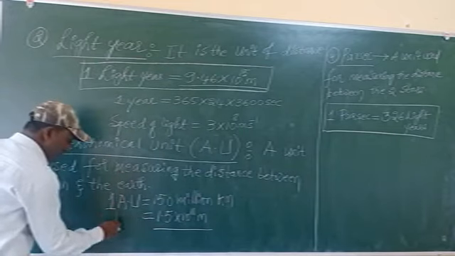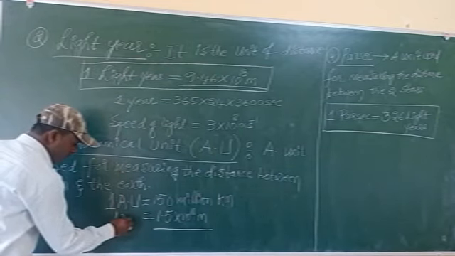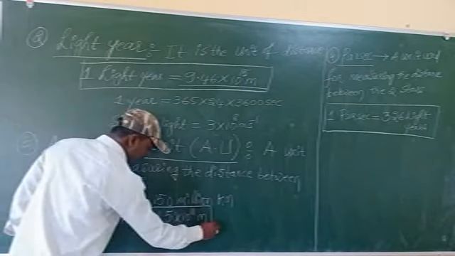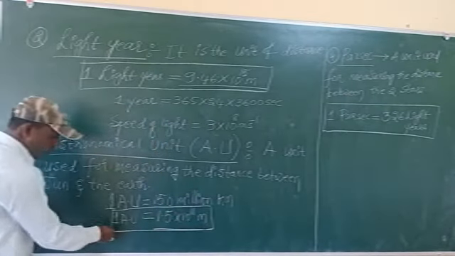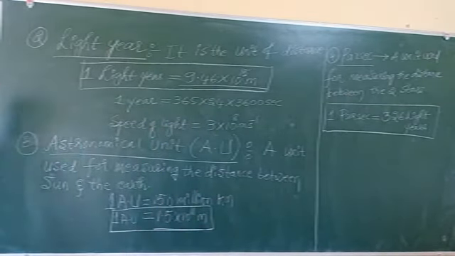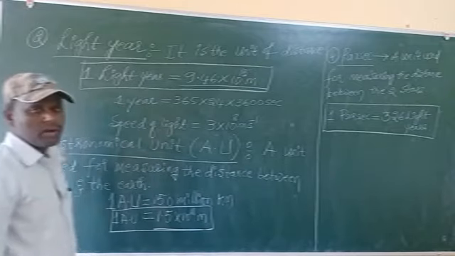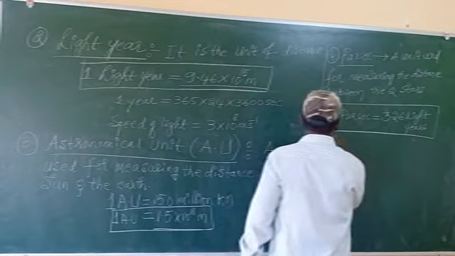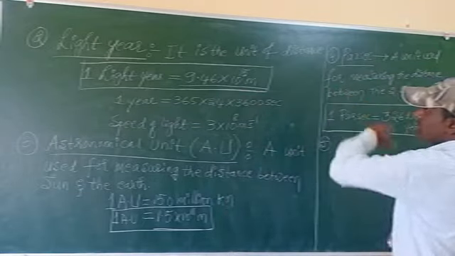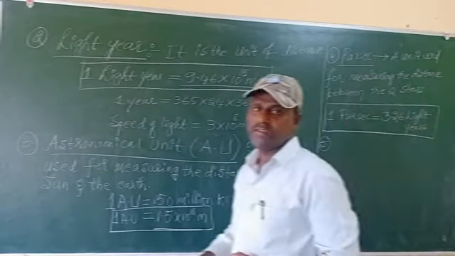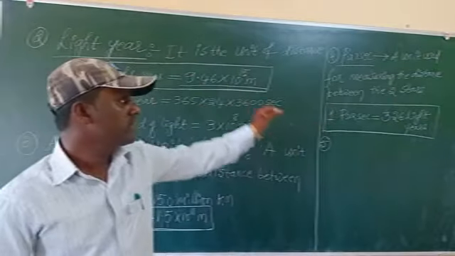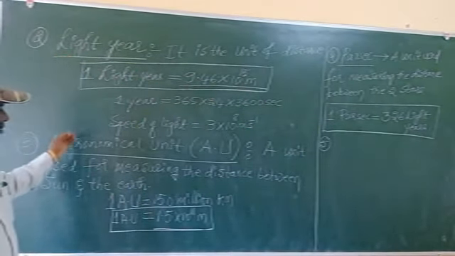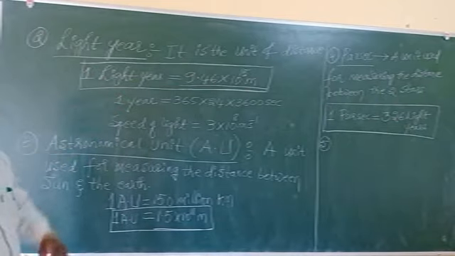What is the value of astronomical unit? 1.5 into 10 to the power of 11 meters. Fifth one. See, these are the units used for measuring large distances. Usually, what are the units? One is light year, astronomical unit, and parsec.